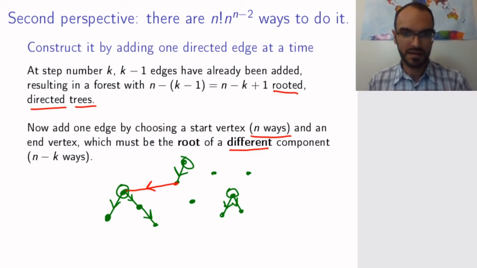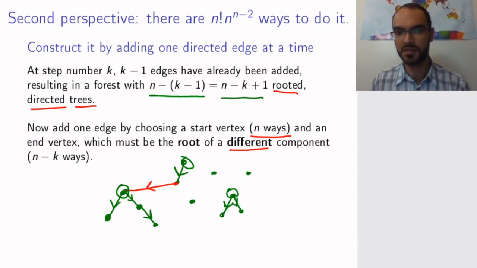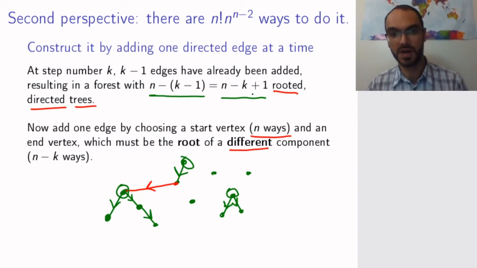And at stage k, before I put this red edge, I had the number n minus the number of edges I have already put. So I have n minus k plus 1 rooted trees. We talked about this in the beginning when we talked about trees, how many edges a forest has and how many components a forest has. So in our case, since we have k minus 1 edges, we have n minus this number of edges. So this results in n minus k plus 1 components.